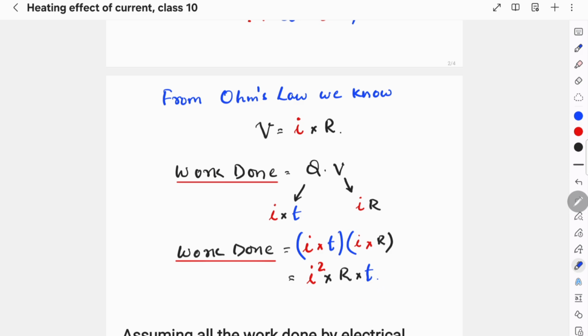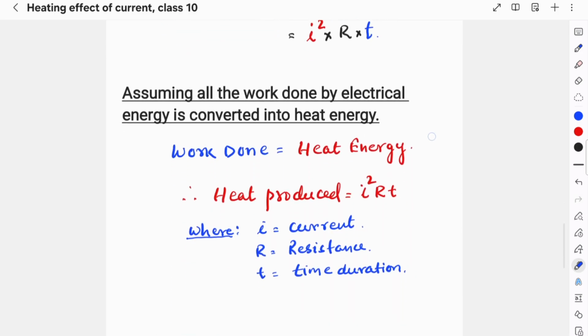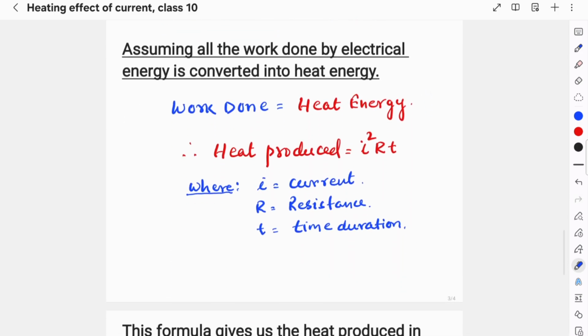Now in this case, let us assume that the work done by the electric energy is converted into heat energy. The total work done is converted into heat energy. So when work done becomes equal to heat energy, heat produced will be equal to I square R T, where I is the current flowing through the circuit, R is the resistance of the conductor, and T is the time duration for which the current was flowing through the circuit. So we get a formula for calculating the heat produced by the current flowing through a high resistance conductor.